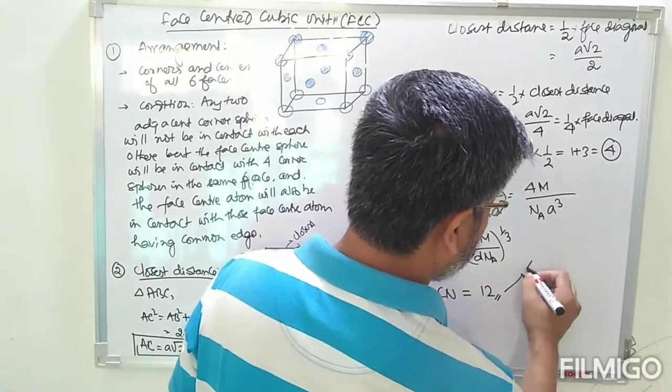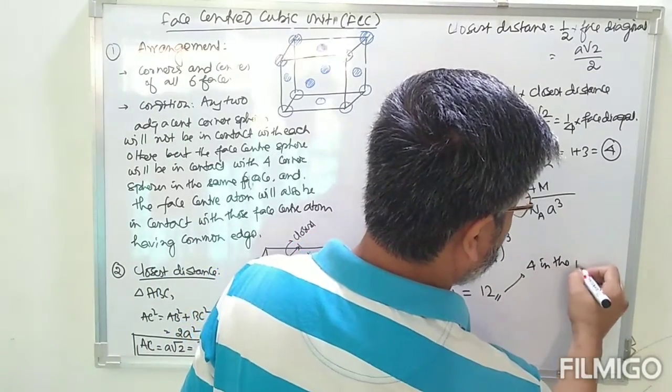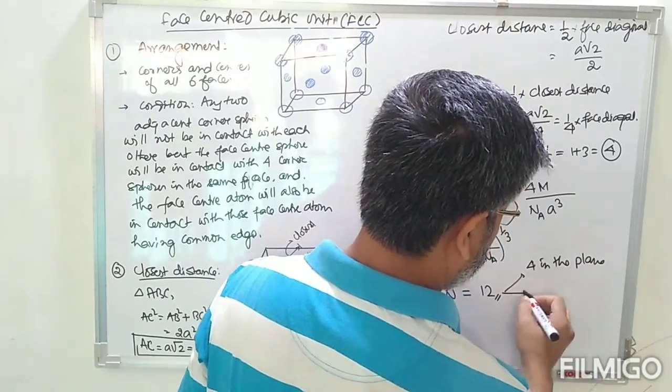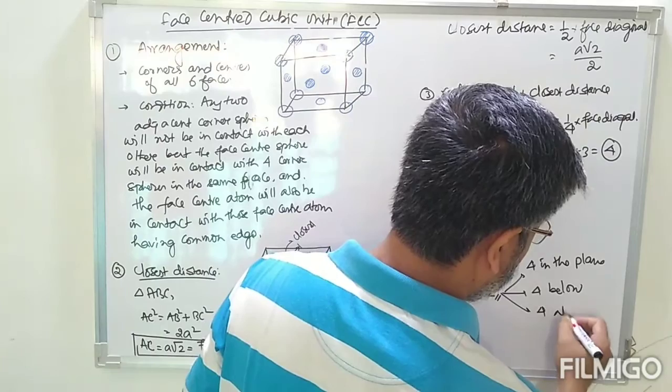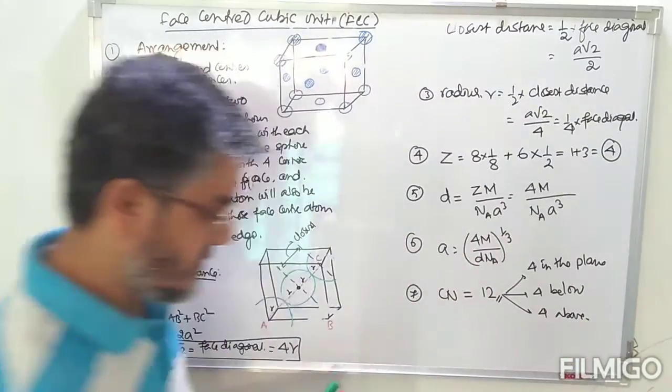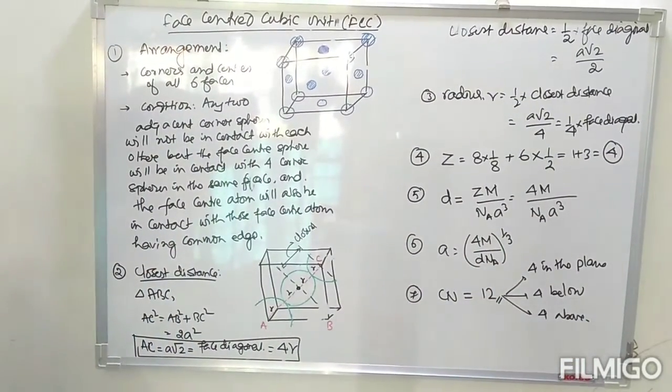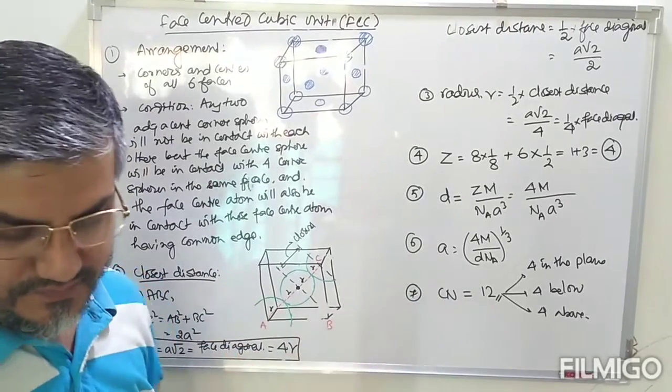Out of these 12, we have 4 in the same plane, 4 below the plane, and 4 above the plane. So the total coordination number is 12.